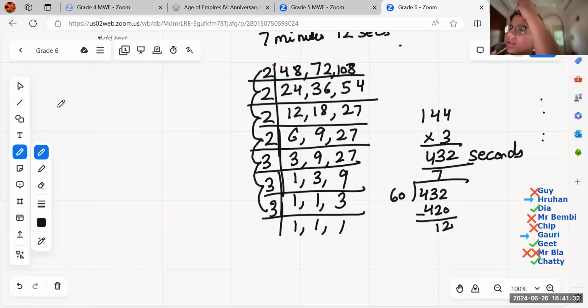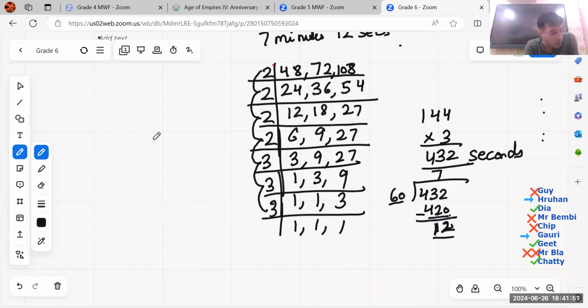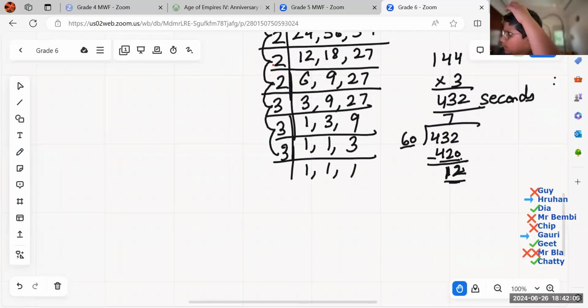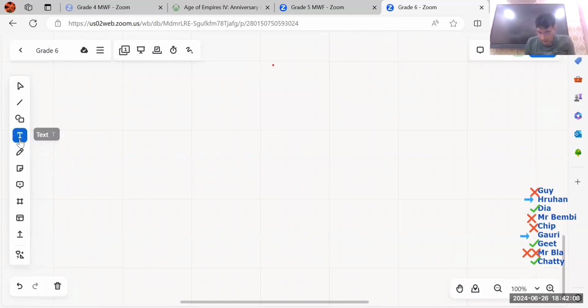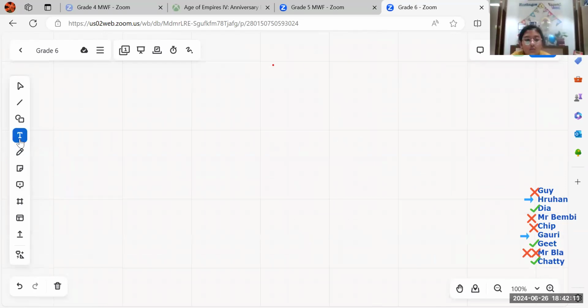Sir, don't we have to put a zero down and put a decimal and then put a zero down? Beta, why will you put a decimal when 60 into 7 directly is 420. So after that we get 12. Beta, this you have got in seconds now. Why will you want to give the minutes in decimals? The easier way is to give in minutes and seconds. Correct? Yes, sir. Everyone understood this? Yes, sir.